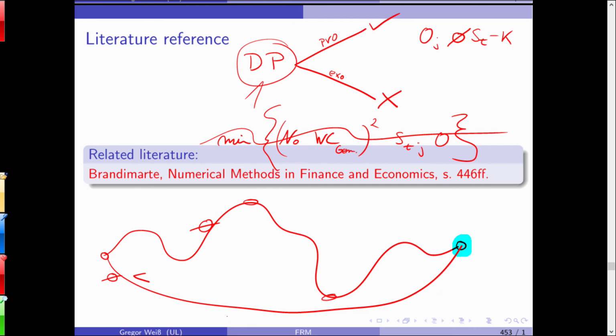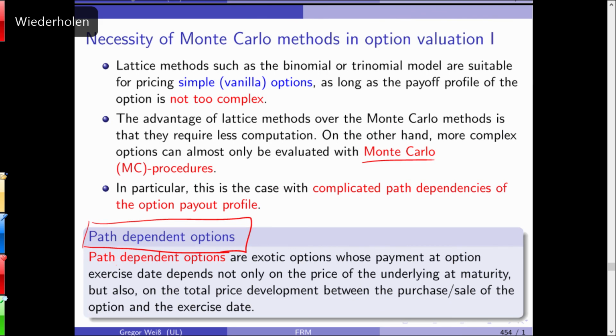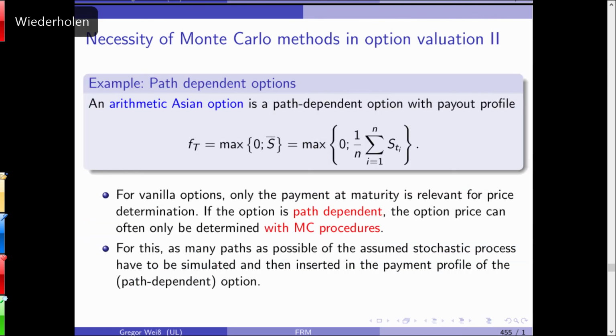Why is it more complicated than a plain vanilla option? Because you need to look at all those stock prices, the time evolution of the stock price, and in some cases you don't know when the stock price hits its maximum or minimum value. So this is a path-dependent option, and a simple example is an arithmetic Asian option. The payout profile is 0 and the average stock price. Take the maximum of those two and you get the payout of the arithmetic Asian option.